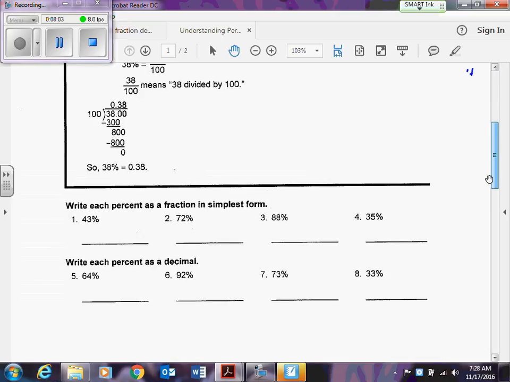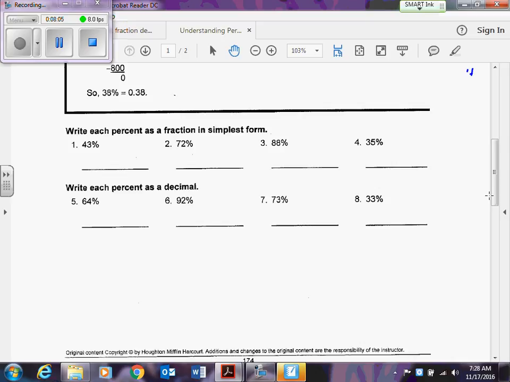So for problems 1 through 4, we're going to write each percent as a fraction in simplest form. So percent becoming a fraction, and we are going to simplify. So if you look at your notes, going from percent to fraction, we write the number over 100, and then we simplify. So 43% becomes 43 over 100. Now, 43 can't be divided by 2, or 4, or 5, or 10, and so it probably can't be simplified, so we're going to stop there.